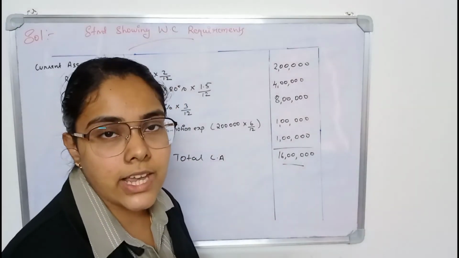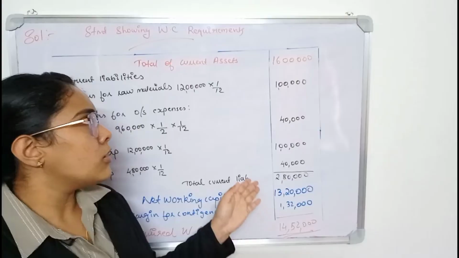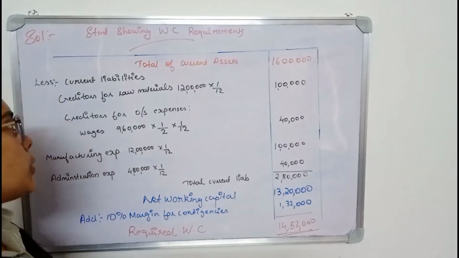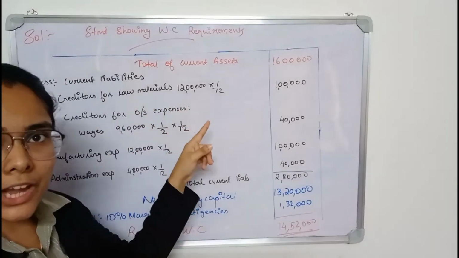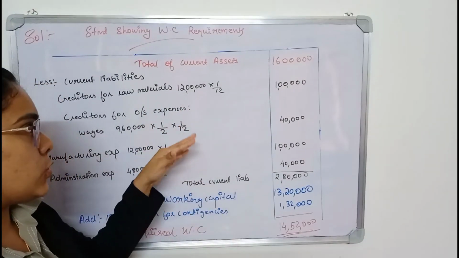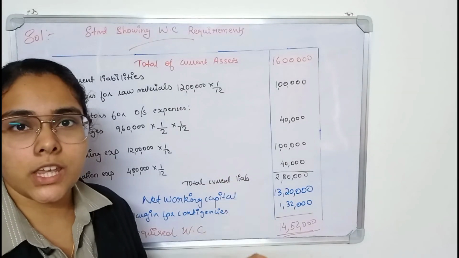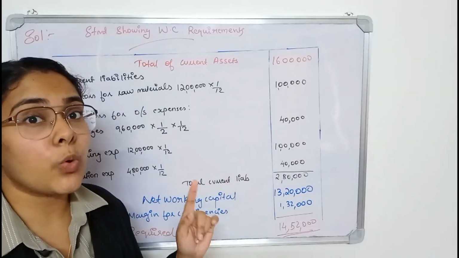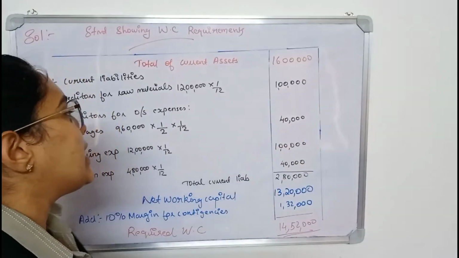Now let us analyze the creditors, or the current liabilities. On to the current liabilities part, we have creditors for raw materials. It was given 12 lakh against raw materials consumed, and in the paragraph it was given that creditors allowed 1 month's credit. So 12 lakh into 1 by 12 will give you 1 lakh rupees.